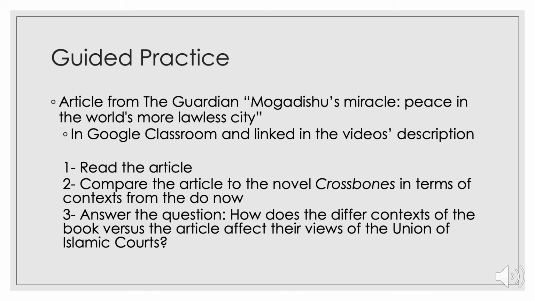As an example, we're going to look at an article from the British newspaper The Guardian and compare it to Crossbones, the book you're currently reading. The article is called Mogadishu's Miracle, Peace in the World's Most Lawless City. You can find the article on our Google Classroom page under the Reading Comprehension tab.